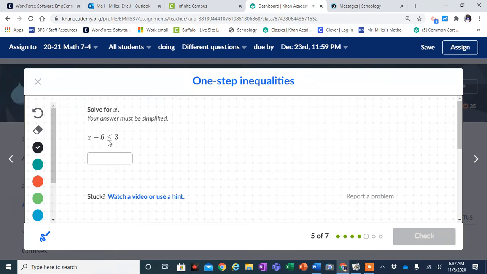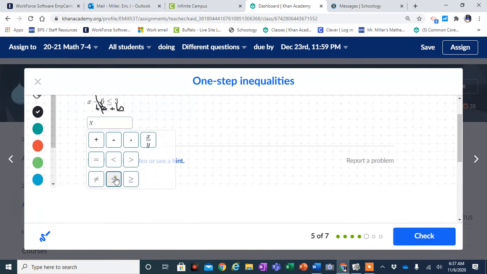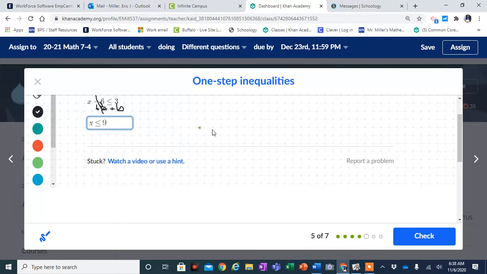All right, addition and subtraction, the sign does not change. So to get rid of the minus 6, we add 6. Over here we add 6. These cancel. This is x. The sign stays the same. 3 plus 6 is 9.